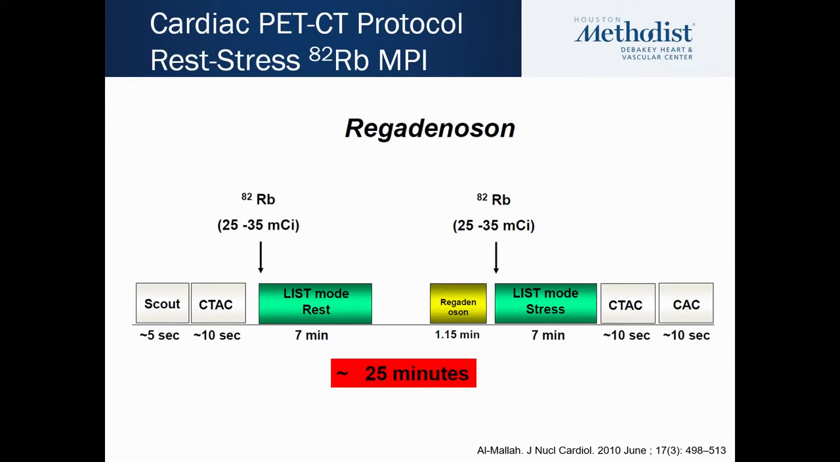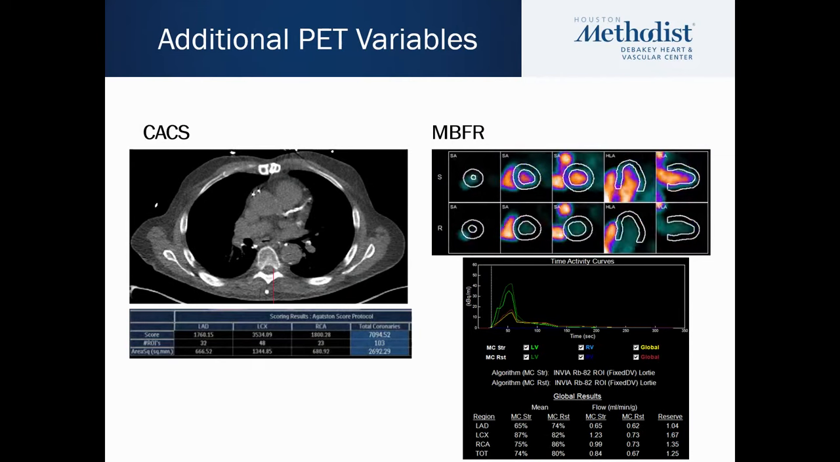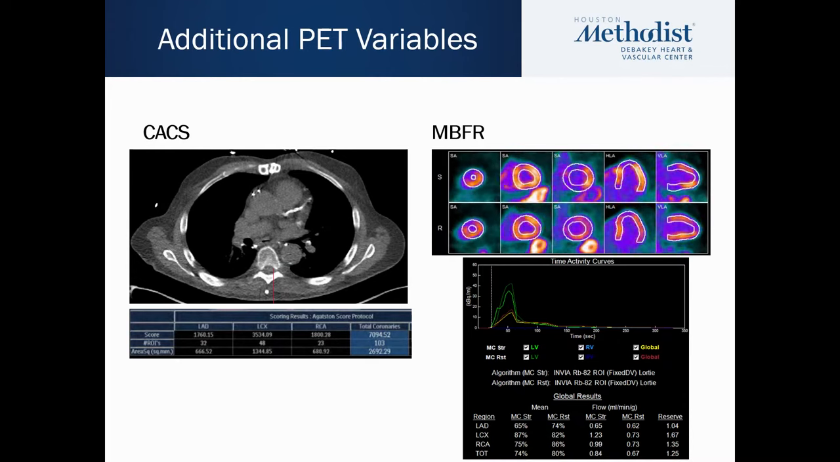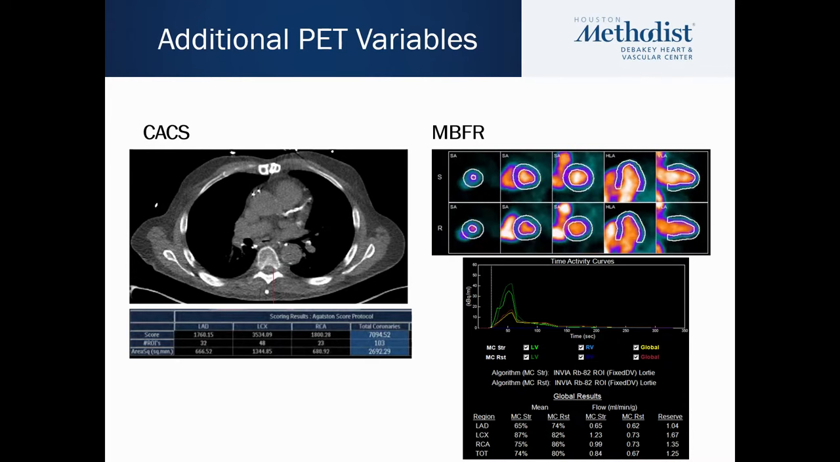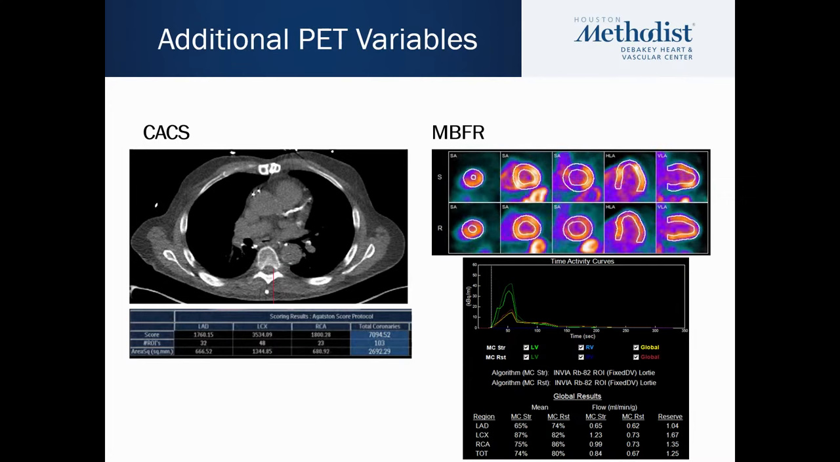When it comes to PET protocols, Dr. Al-Mallah has taught us this extensively, and I've used his slide here for reference. An important point to note is that with PET, you start with rest first, then perform the stress. It's a very fast exam. You're done in 25 minutes, and you get the bonus of a calcium score at the end. So again, the bonuses of PET are the ability to perform coronary calcification and myocardial blood flow, which we're going to hear a lot about in the upcoming cases.